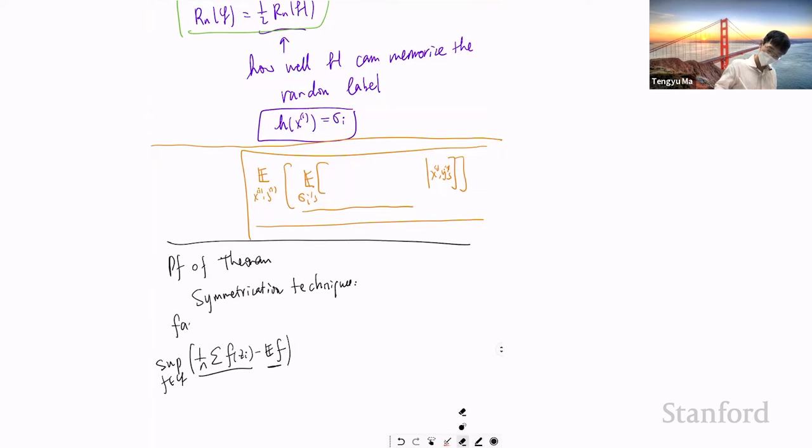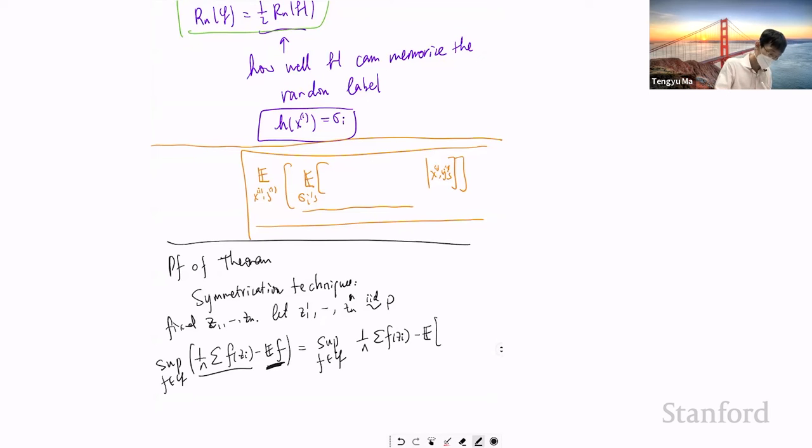What you do is, for now, let's say we fix z1 up to zn, and we let z1 prime up to zn prime be another draw from the distribution P, i.i.d. So you draw a sequence of copies of z1 up to zn, i.i.d. Then you can write this second quantity, the expectation, using the zi prime. By definition, all the zi's have the same distribution P. So the expectation of f is the same as the expectation of the average of f of zi prime, because each of these terms has expectation equal to E f, and you average them, so you get E f.